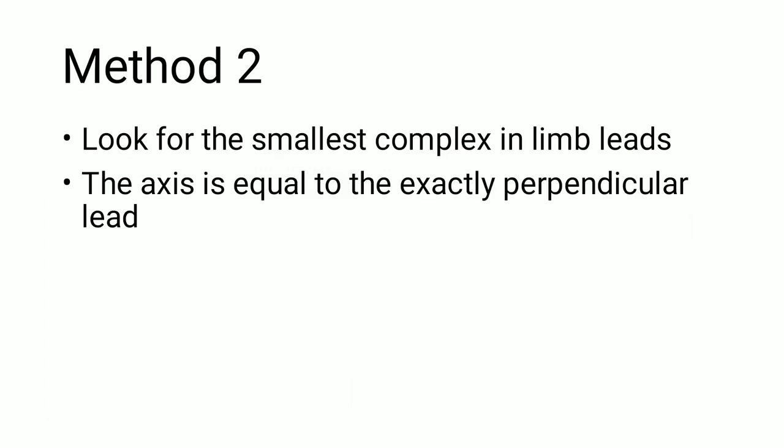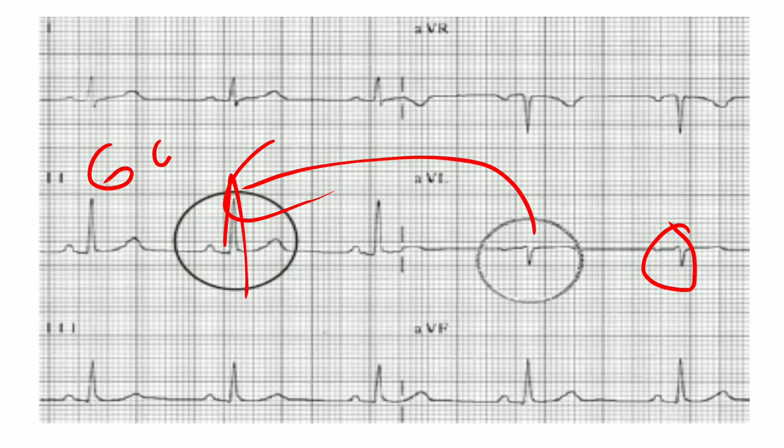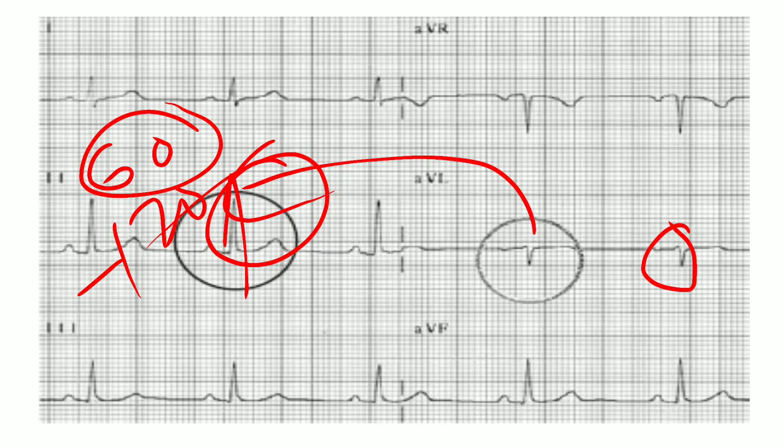What should I do if my ECG does not have an equiphasic complex? Then look for the smallest complex in the limb leads. Again, look for the perpendicular lead, and the axis will correspond to the degree of that lead. This is another method. For example, in this ECG, you can see that AVL has the smallest complex. For AVL, again, lead 2 is the exactly perpendicular lead. Lead 2 shows positivity. The degrees are 60 and minus 120. Here, the QRS is predominantly positive, so 60 degrees is the axis.